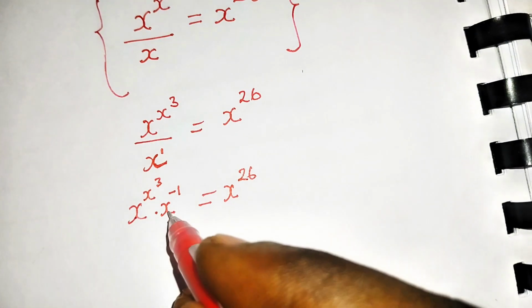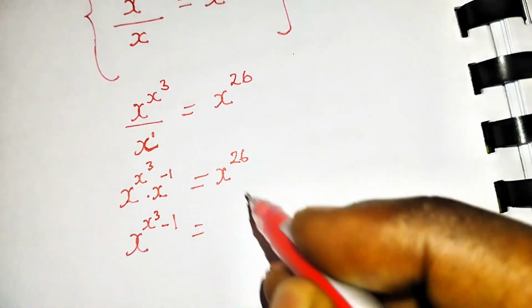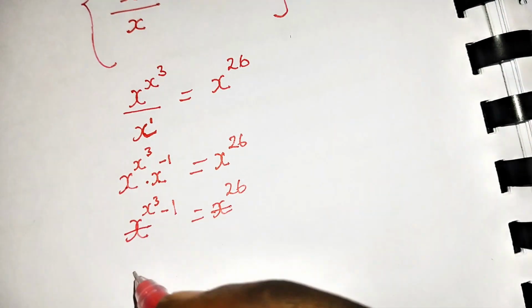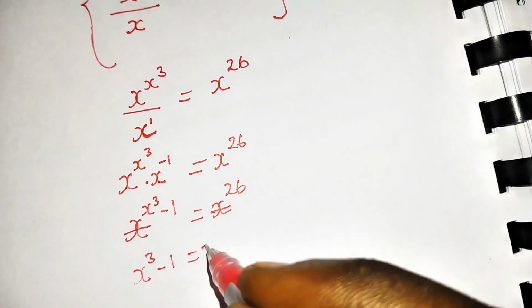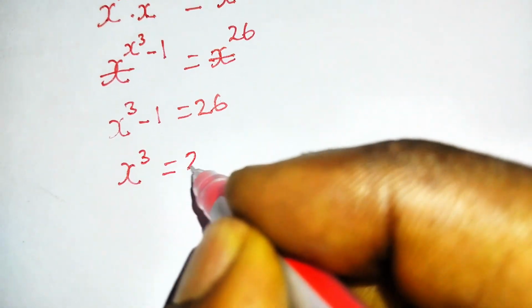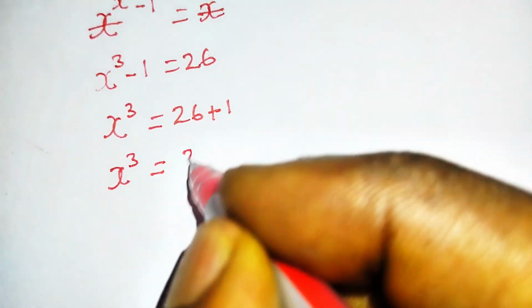And we can take only one base. So x to the power of x cube minus 1 is equal to x to the power of 26. We can cancel this x, and x cube minus 1 is equal to 26, and x cube is equal to 26 plus 1, and x cube is equal to 27.